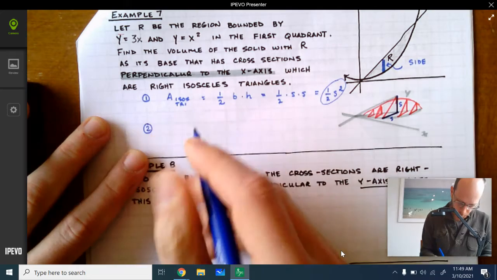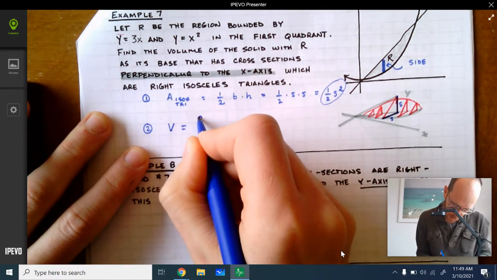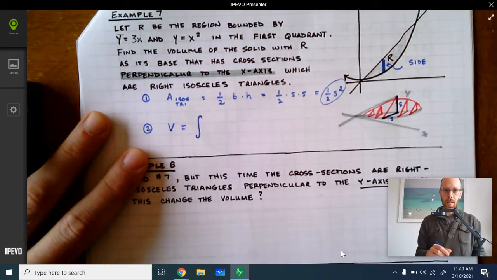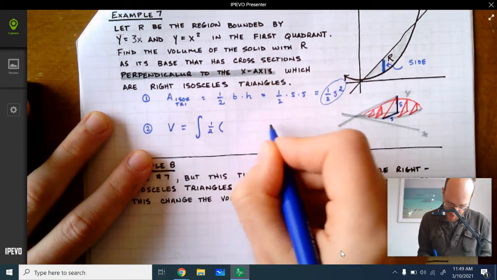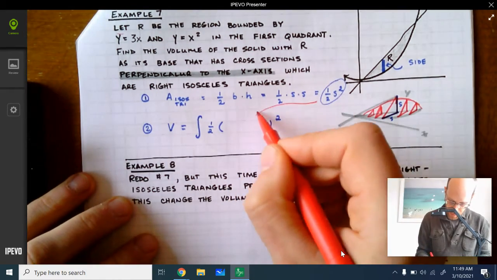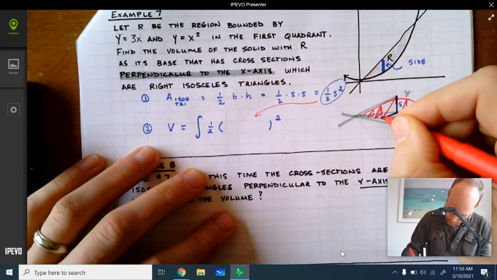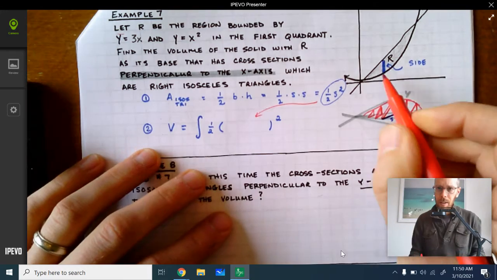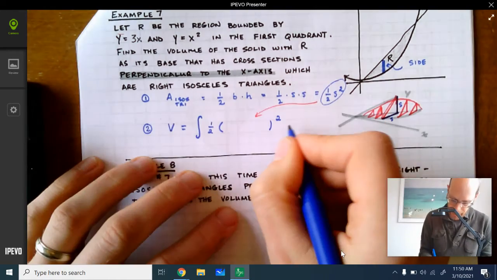Step 2 is to write your volume equation. To find the volume, we are going to sum the 1/2 times the side length squared. So I took this formula and I plugged it in right here. Each one of them has just a little bit of a thickness on it. And you can see that because we've got vertical strips, that thickness is going to be a dx.